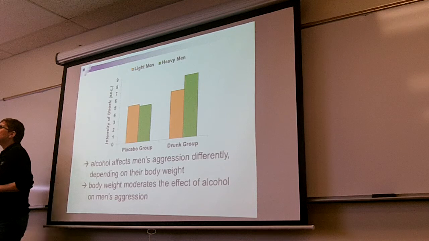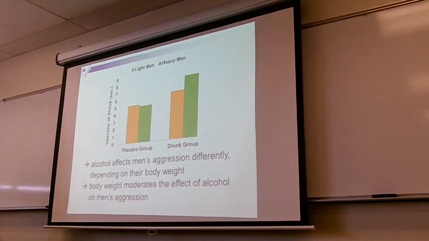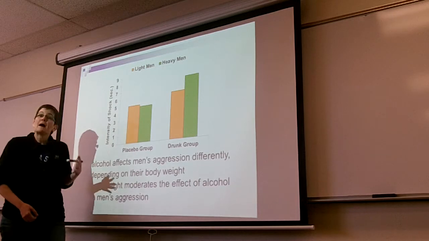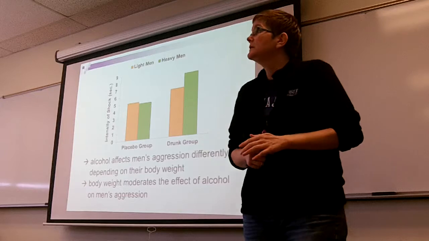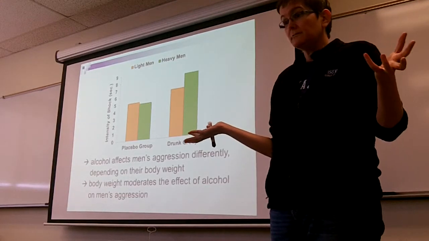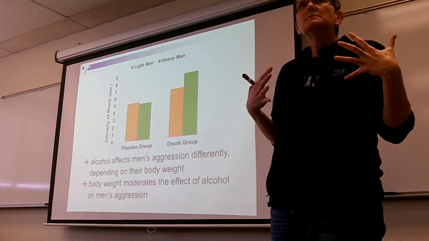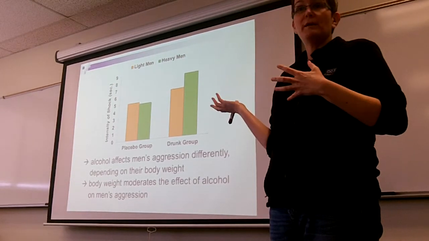But what happens if we add another IV? The physical body size of the subjects. So we divide the men into light men and heavy men. Now, why might I be interested in this? Well, we know that alcohol affects people of different sizes differently, right? People who have less body mass might get drunk sooner than people who have more body mass, right?